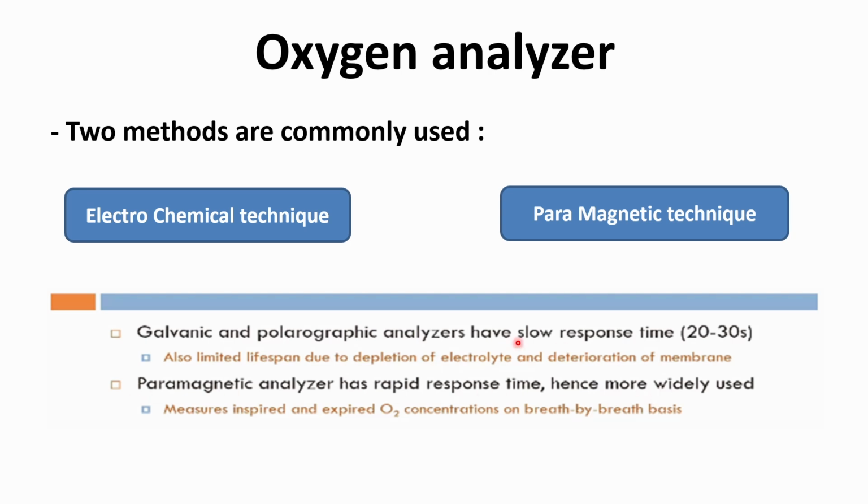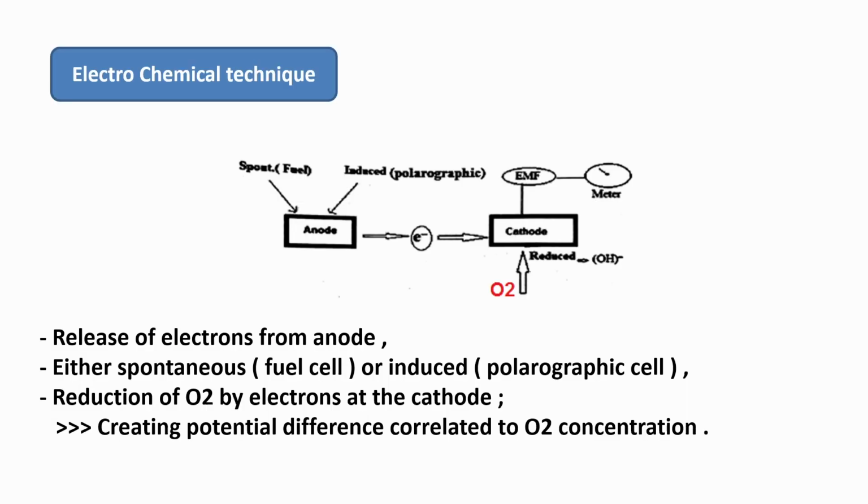Paramagnetic analyzers have a rapid response and are widely used, and they measure inspired and expired oxygen concentration breath by breath. Okay, so what is the electrochemical technique?